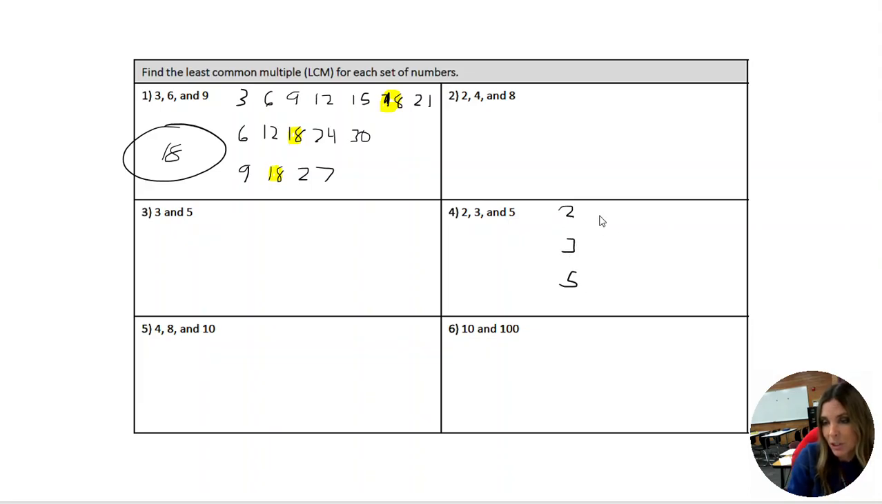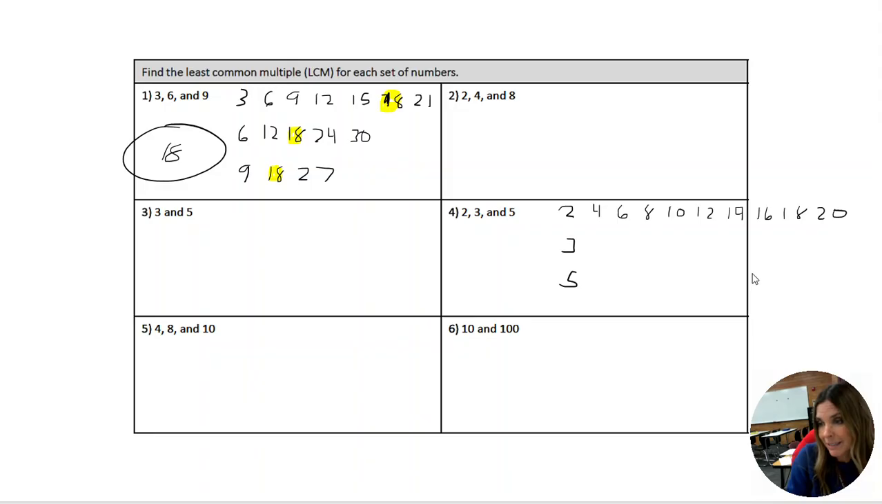So the multiples of 2. 2 times 1 is 2, 2 times 2 is 4, 2 times 3 is 6, 2 times 4 is 8, 2 times 5 is 10, and then we've got 12, 14, 16, 18, 20.